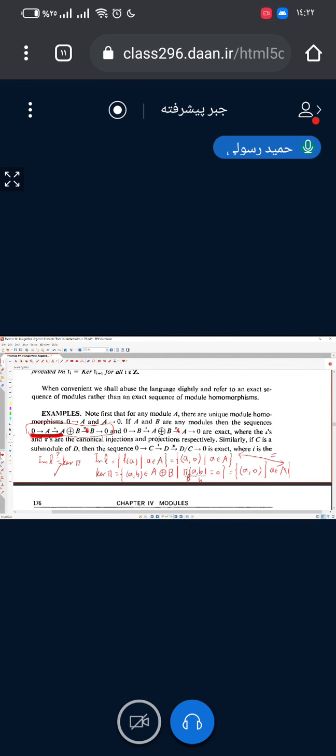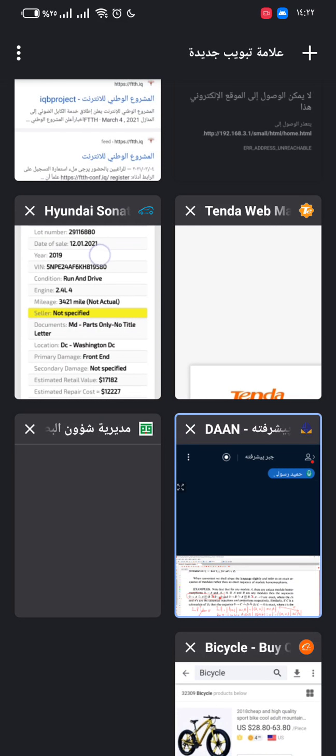In this part, we must have the image of 0 equals the kernel of L. Image of 0 is 0, but the kernel of L is also 0, because L is an injection, and so it is injective. So in this part, we also have the exactness. And also in this part, the image of P equals the kernel of 0.